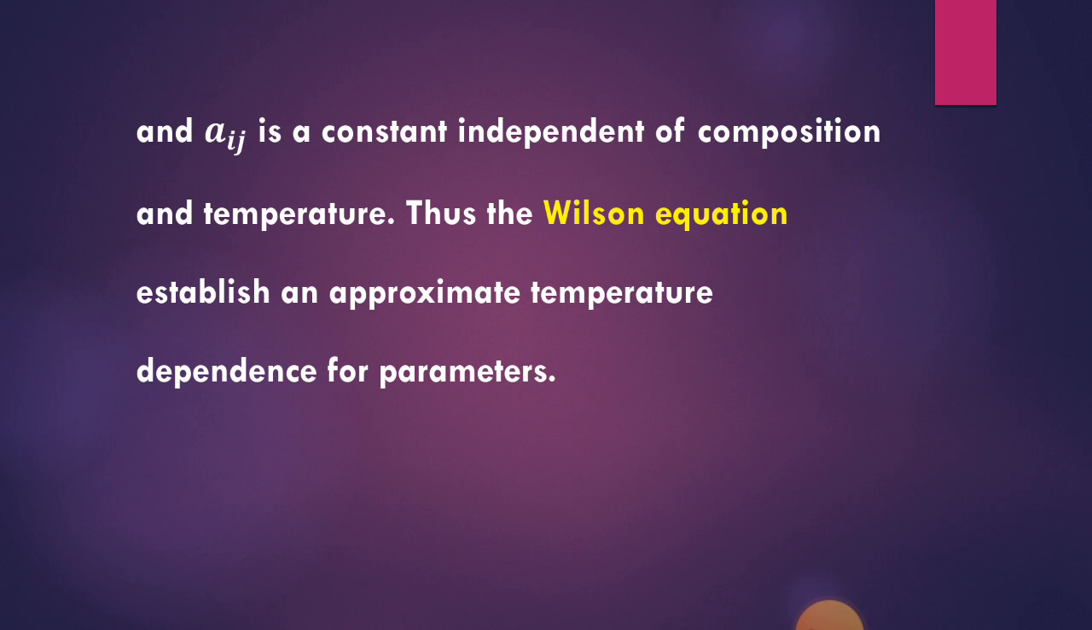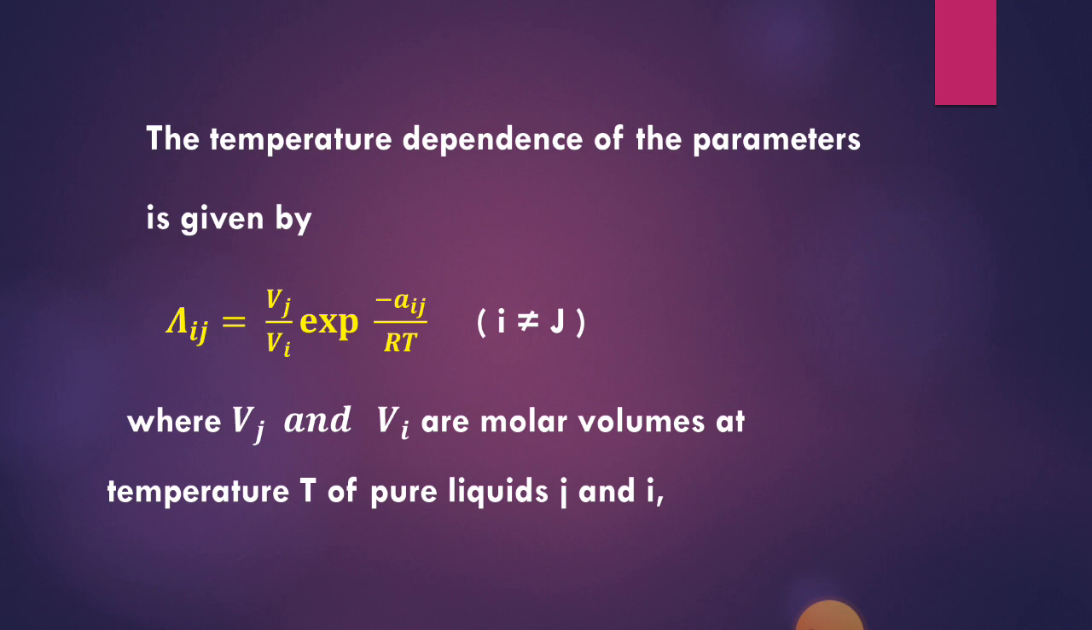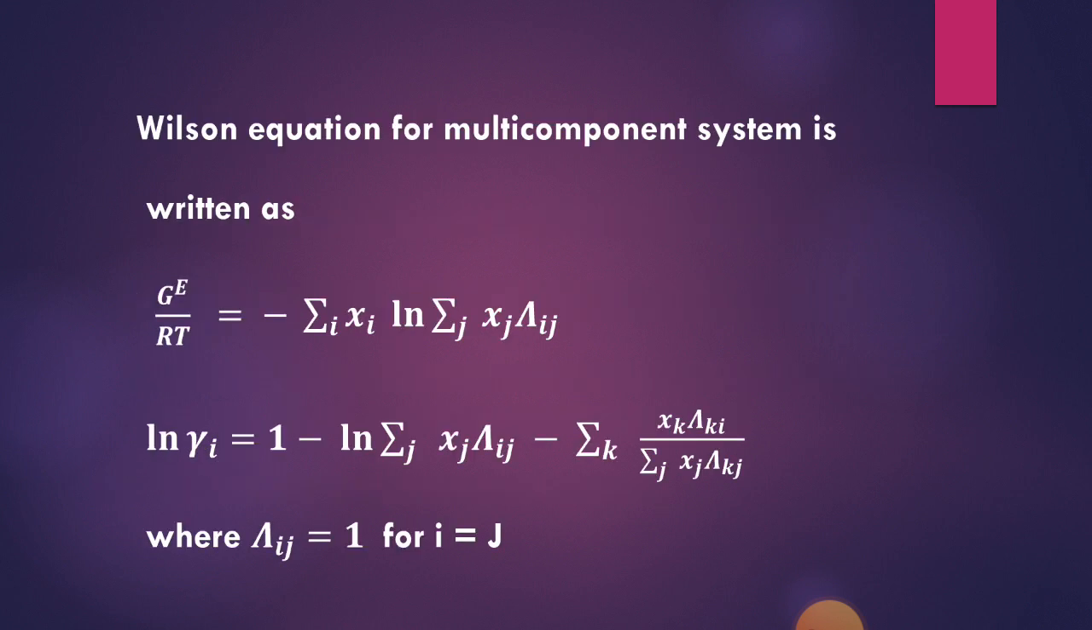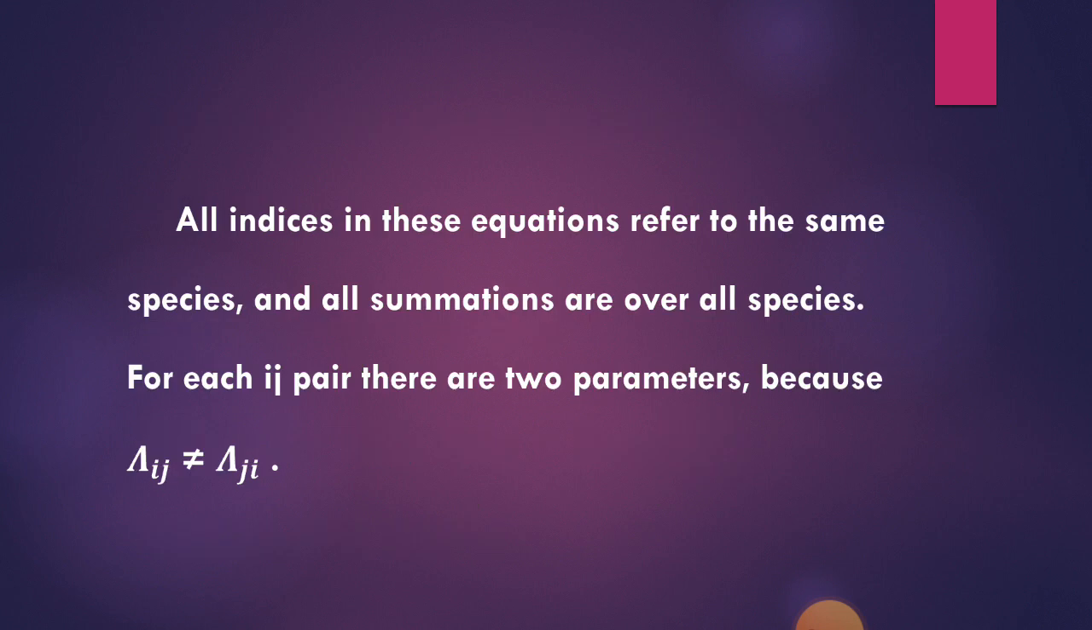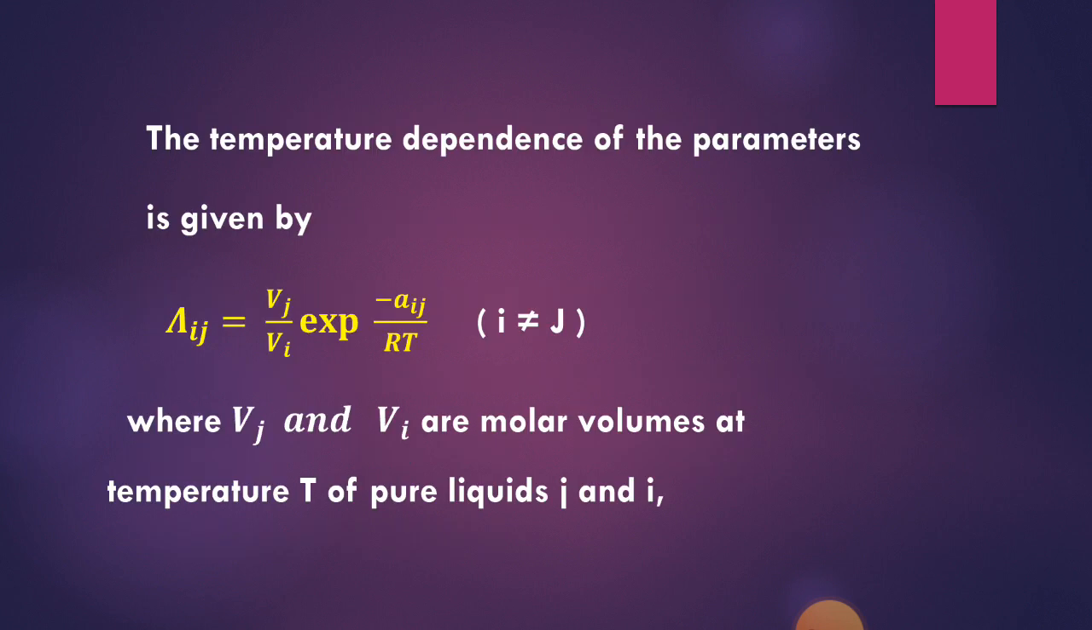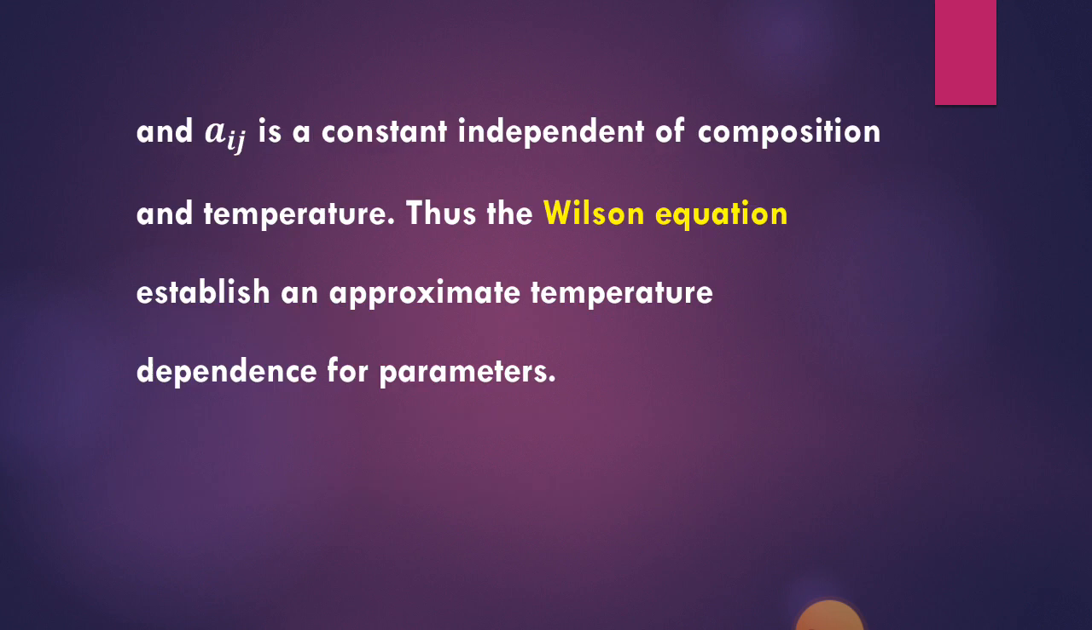So the Wilson equation establishes an approximate temperature dependence for the given parameters. This is the Wilson equation for a multi-component system, and the temperature dependence is also given. So in total we have seen the Redlich-Kister expansion. Already we have seen the Margules equation, Van Laar equations and the Wilson equation.